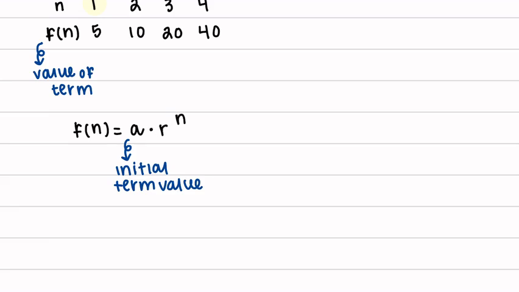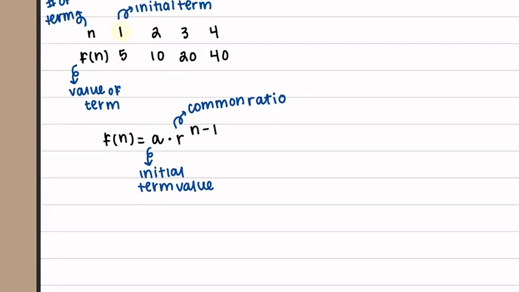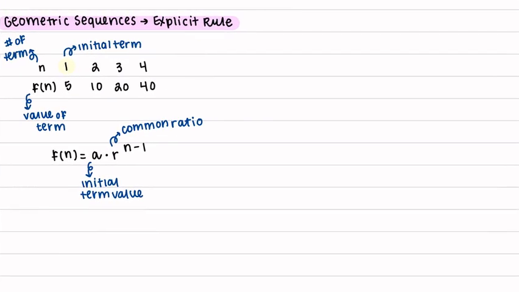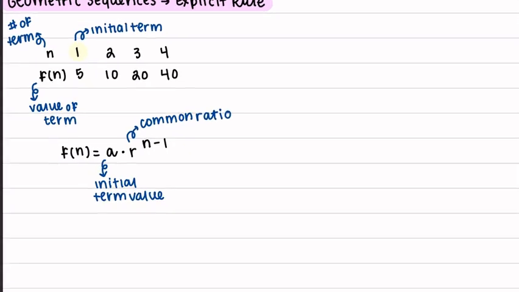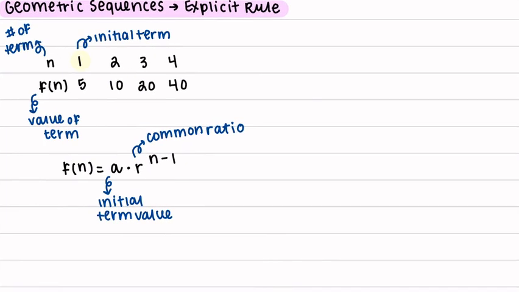r to the n minus 1, where r is the common ratio and n represents the term number, which we already labeled in the table. So that is the way you write the explicit rule for a sequence if the initial term is 1.